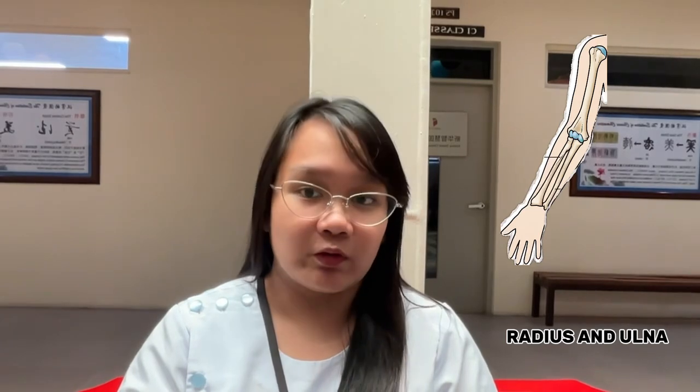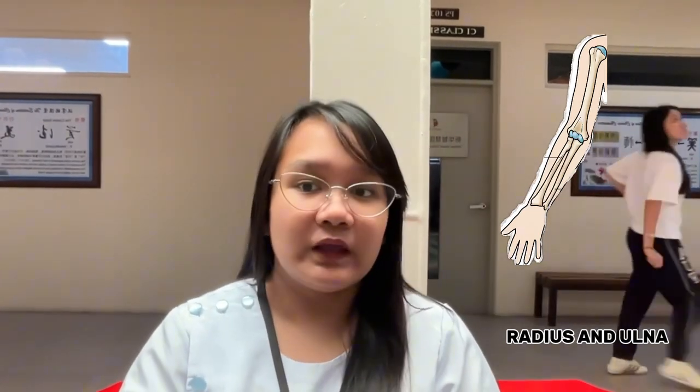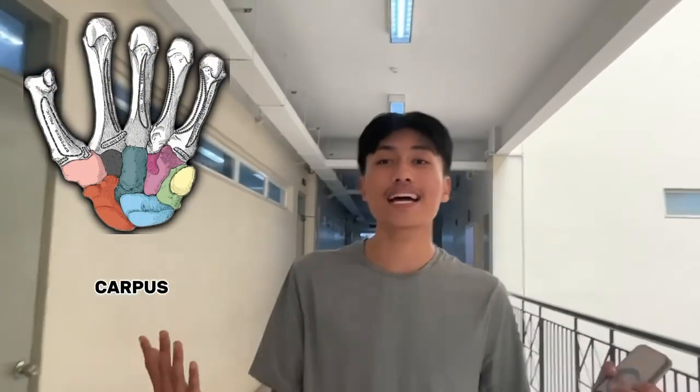The radius is found on the lateral side, while the ulna is on the medial side. Together, they enable rotation of the wrist and provide stability of our arm. Continuing downward, we reach the carpus or the carpal bones located at the wrist. These small bones connect the forearm to the hand and allow flexibility and movement in various directions, making them important for fine motor control and flexibility.